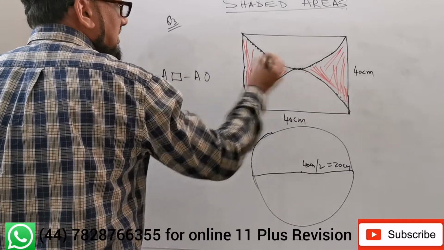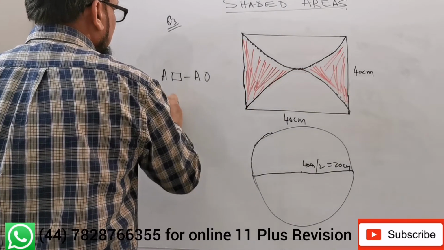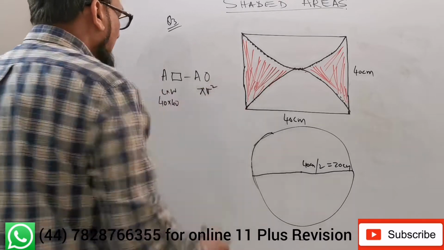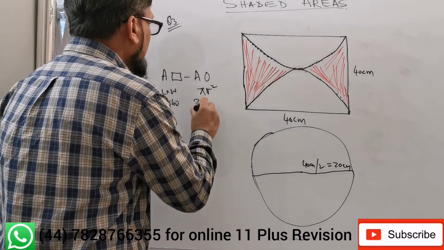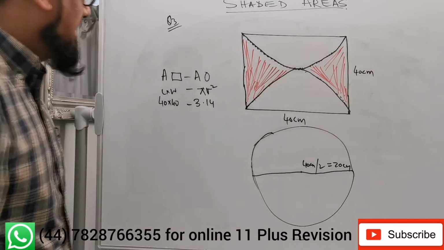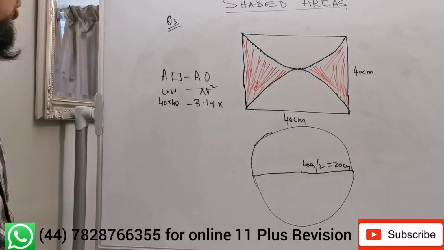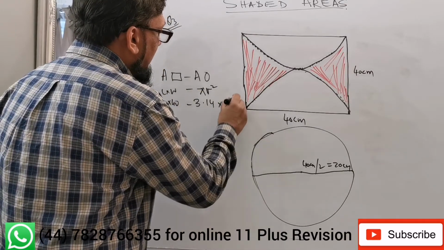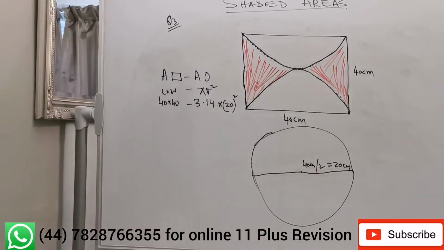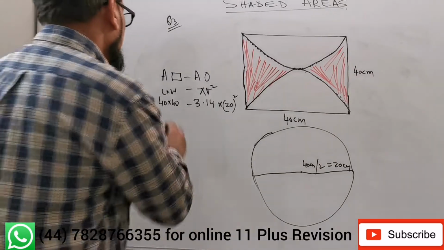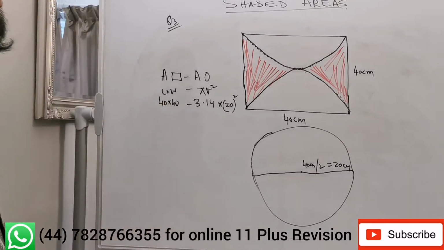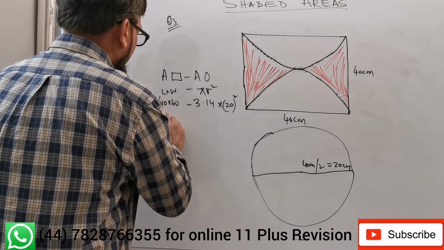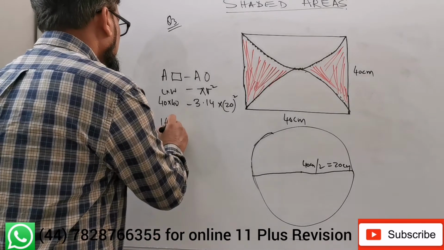The area of a square is 40 times 40, length times width. And the area of a circle is pi r squared. The pi value is the constant 3.14, times 20 centimeters. But r squared means 20 to the power of 2, which is 20 times 20.